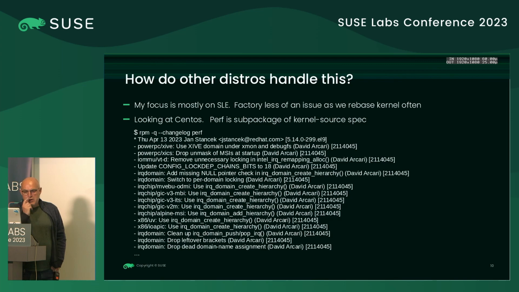So looking at CentOS, which is RHEL, they build perf as a sub-package of kernel-source.spec. I downloaded that package, set up a CentOS VM, installed perf and ran the changelog, and this is the changelog. Unsurprisingly, it's the entire kernel changelog. So eventually, at some point in time, there might be a perf entry in there. That's what I was hoping to not get to.